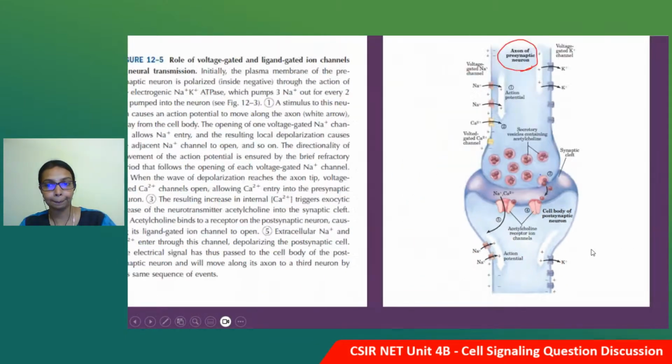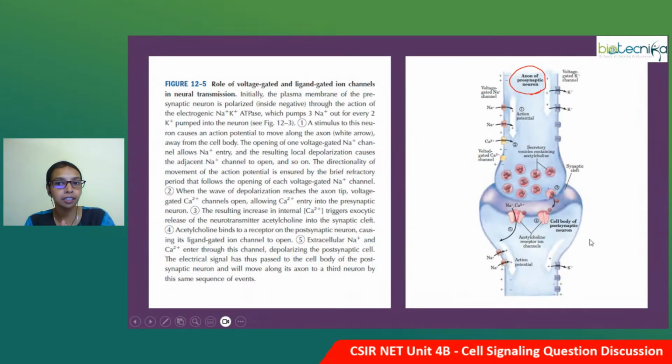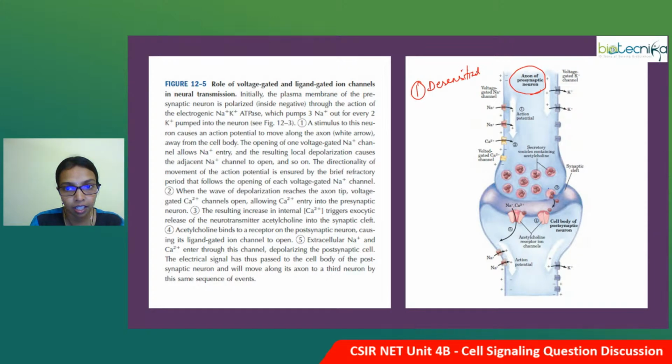Clear? How are we going to terminate this pathway? Of course, one way is desensitization. Do we have any other way to terminate these ligand-gated ion channels? Do we have any other way of terminating this acetylcholine mediated signal transduction?